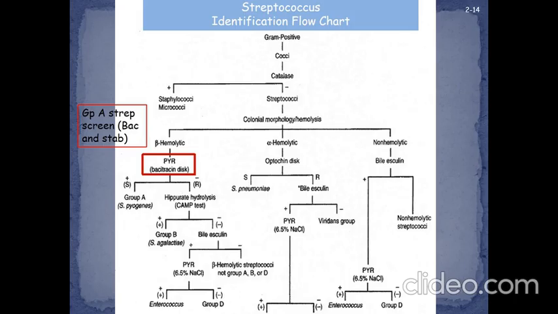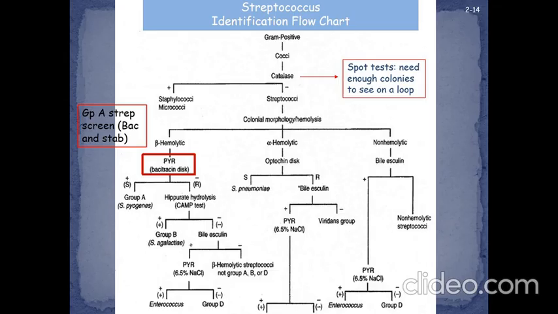So we may come across it in a blood culture or in some wounds or some other places. And when we do come across it, we need to be able to still identify it. So the next test on this list would be the PYR that we would do. But I have one quick note up here that I just want to say.